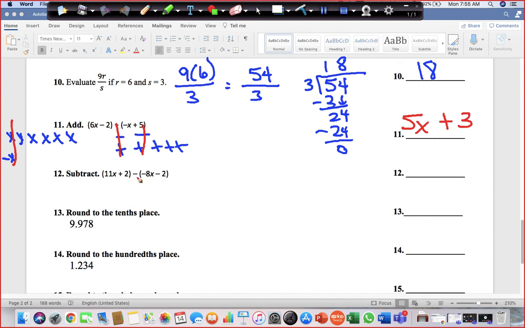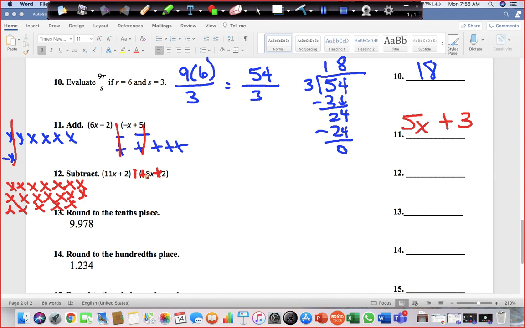Number 12 is a subtraction problem, so we do need to change the subtraction to addition and change the sign of the second number, or second parentheses. So the negative 8x is now a positive 8x, and the minus 2 is now a plus 2. So we have positive 11 x's, so 1, 2, 3, 4, 5, 6, 7, 8, 9, 10, 11. And positive 8x's. 1, 2, 3, 4, 5, 6, 7, 8.